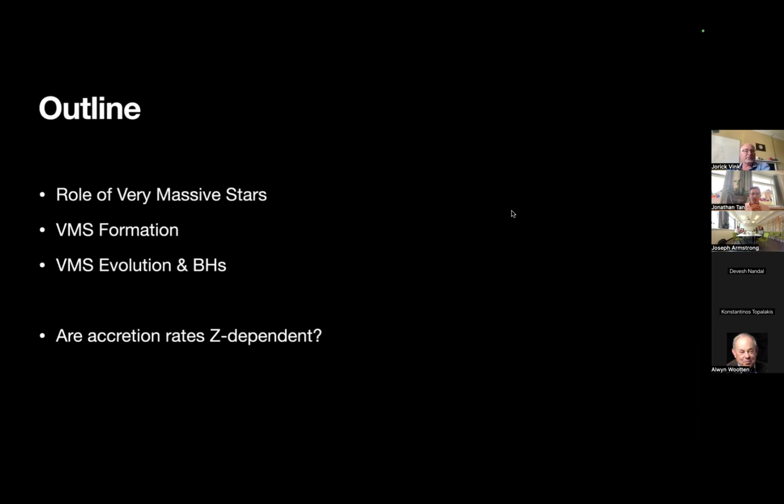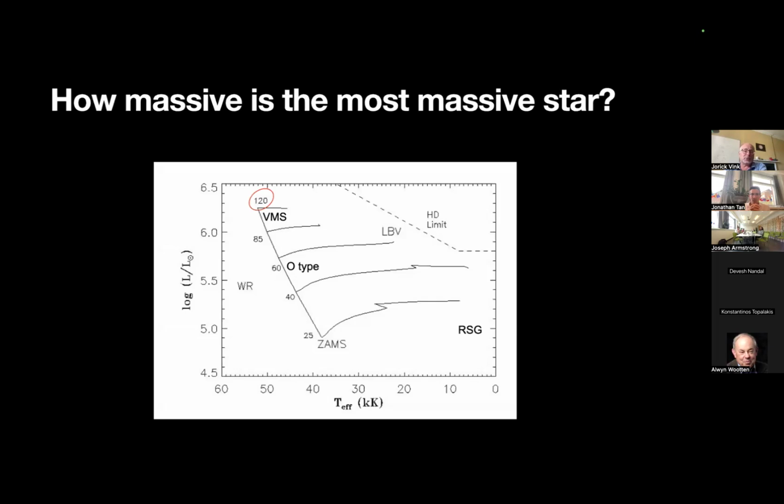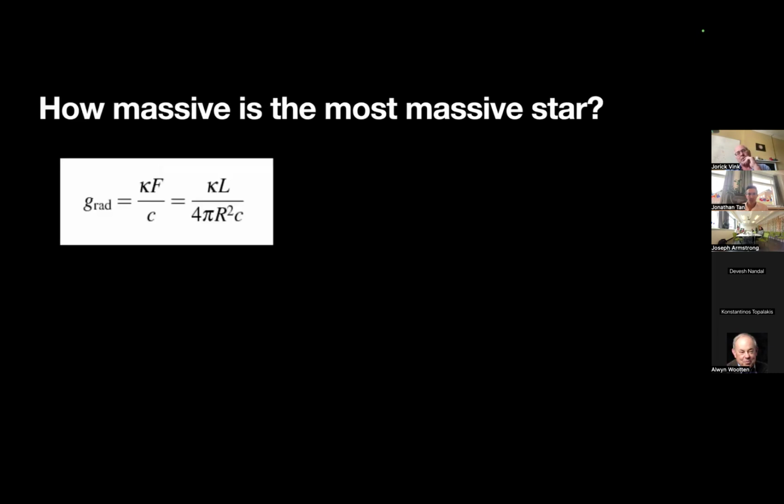So, a brief outline: the role of very massive stars, very massive star formation, just a few words about that, and evolution. And then in the second part, I talk about our assumptions about the mass accretion rates, and can we learn something from lower mass stars? So what is the most massive star in the universe? Often people 10, 20 years ago had stellar models only up to about 120 solar masses. But there wasn't a very good fundamental reason why that was the real limit. It is something that may follow from the next part.